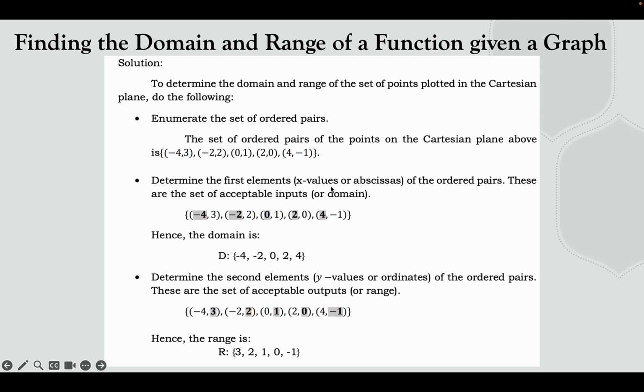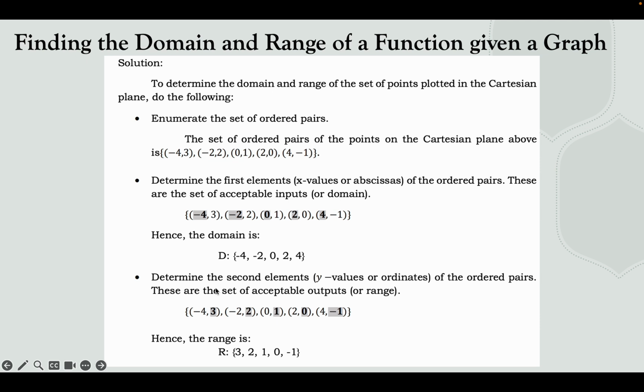Determine the first elements, the x values or the abscissas of the ordered pairs. These are the set of all inputs, or the domain. So your first terms in your set of ordered pairs, the value of your x, that is the domain. So your domain here is {-4, -2, 0, 2, 4}. Don't forget to put braces.